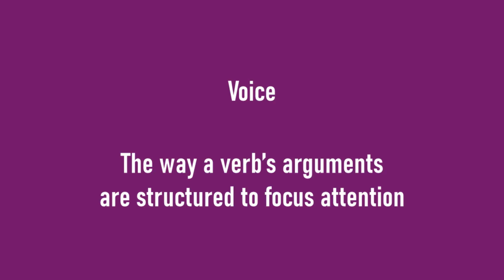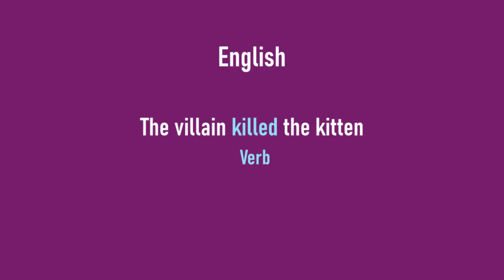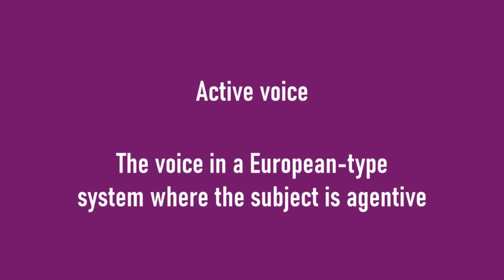This meaning is grammatical and refers to how the arguments of a verb relate to its meaning. The basic arrangement in English is that a verb's subject, which comes before the verb, is the one performing an action to the object which comes after. This is called the active voice.